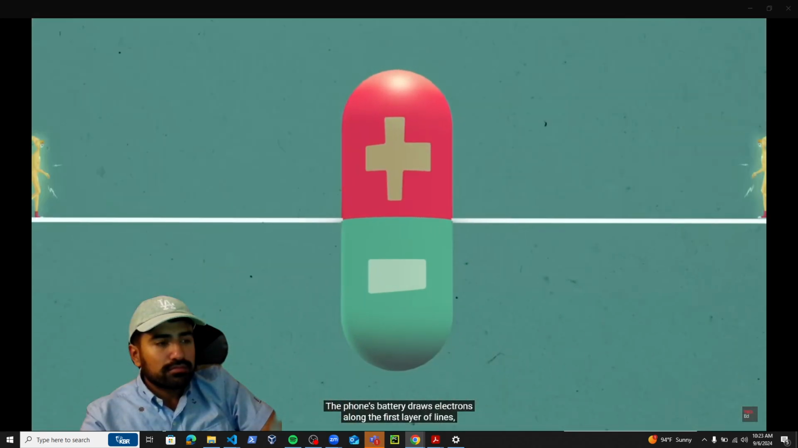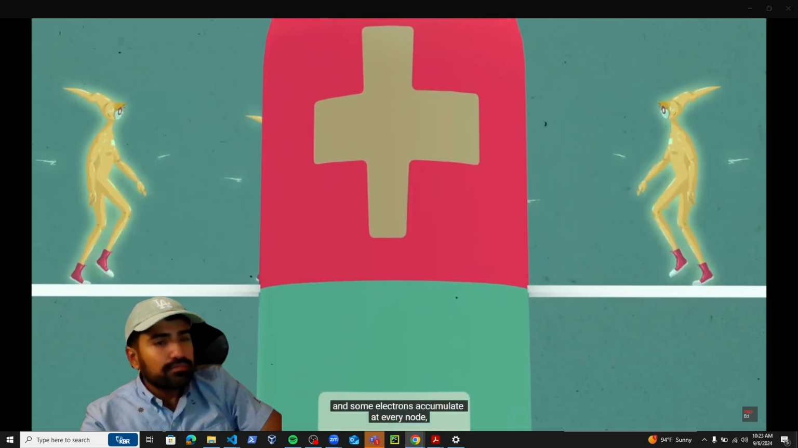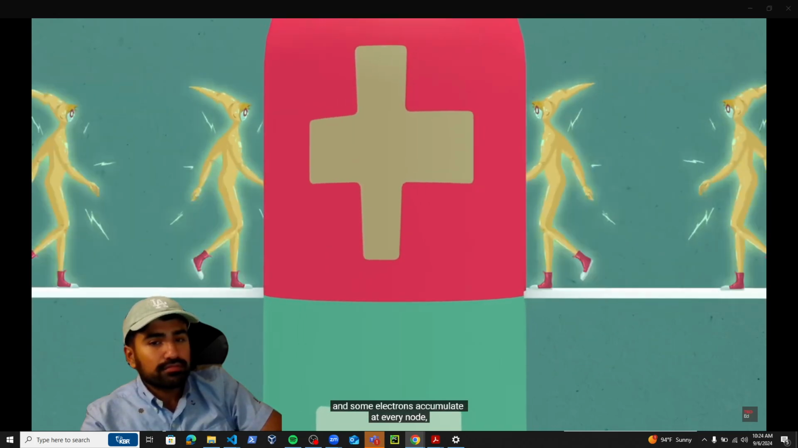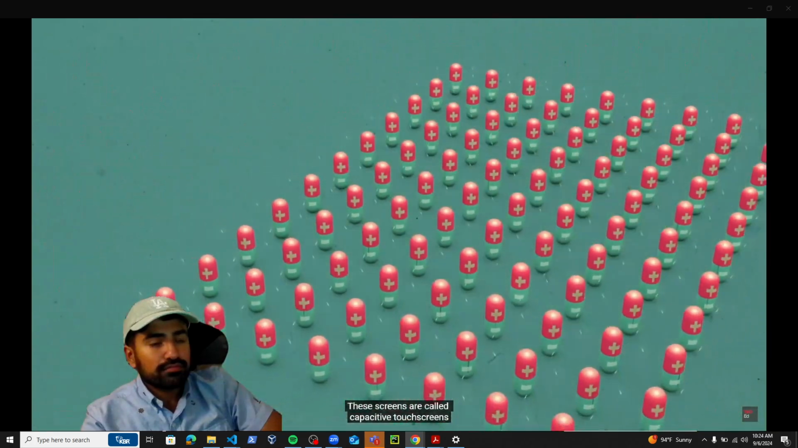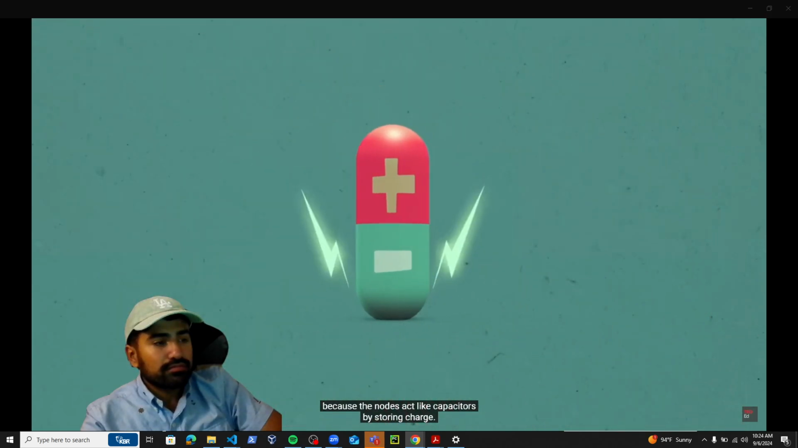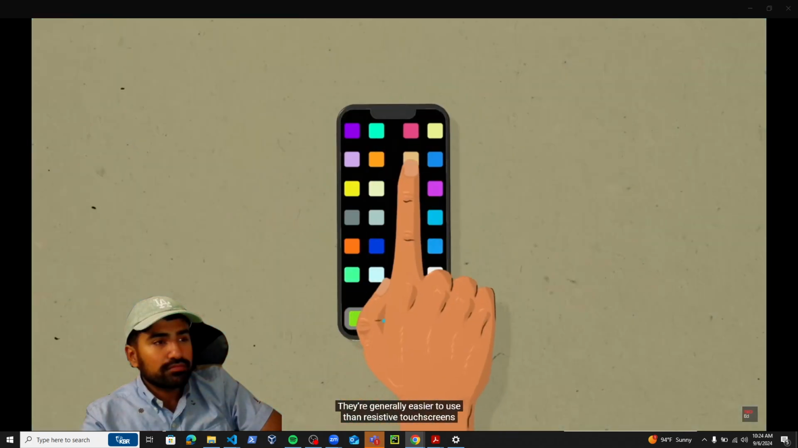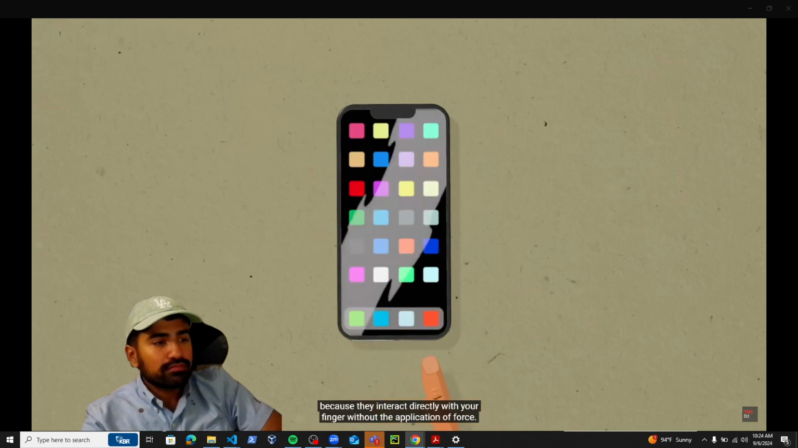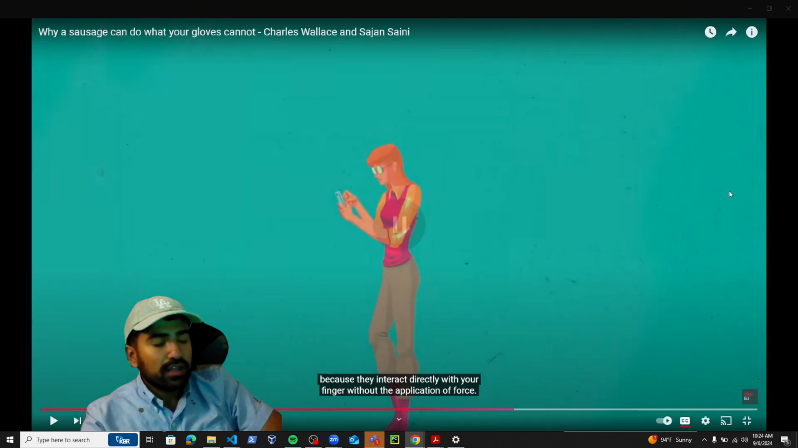The phone's battery draws electrons along the first layer of lines, and some electrons accumulate at every node, creating a small electric field. These screens are called capacitive touchscreens because the nodes act like capacitors by storing charge. They're generally easier to use than resistive touchscreens because they interact directly with your finger without the application of force. Yeah, so you no longer have to bend the screen. It's actually storing the charge.